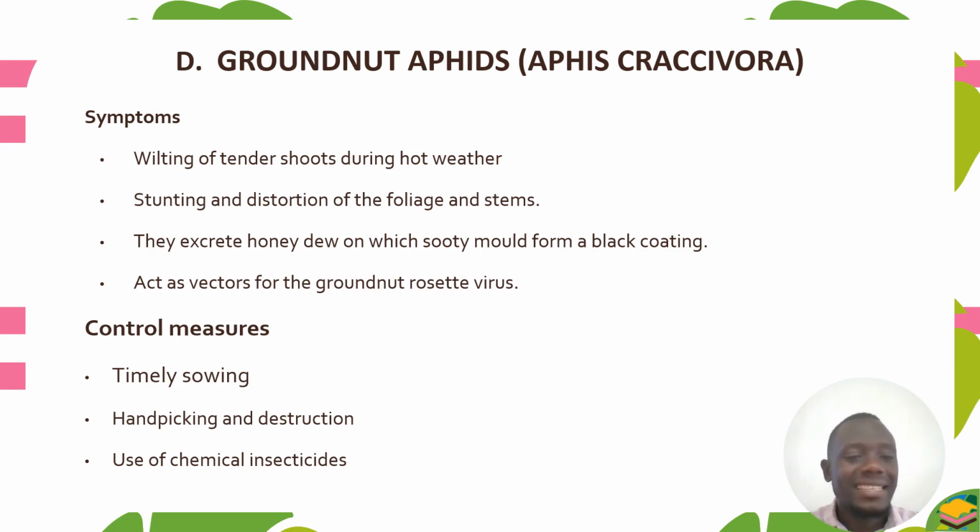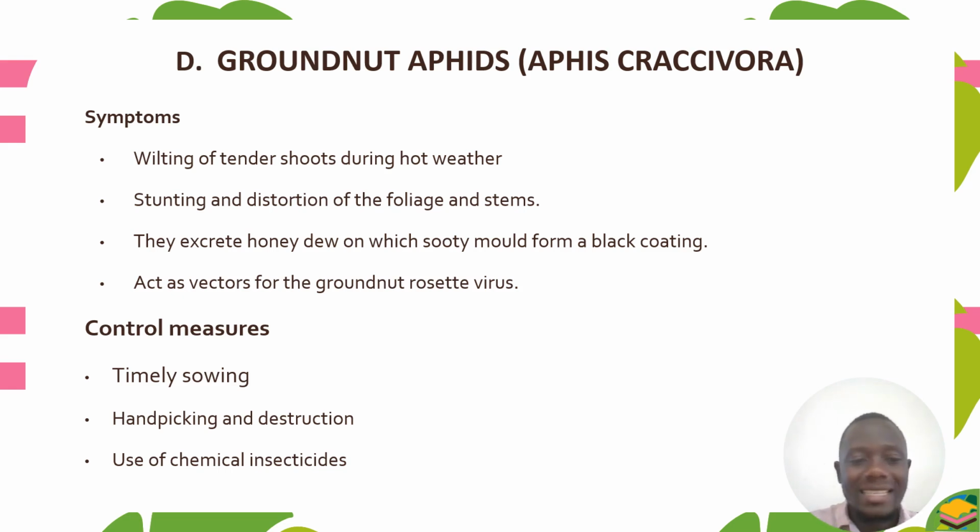Then they excrete honeydew on which soot mold forms. They form a black coating. So there's honeydew, and on that honeydew, soot mold forms a black coating. Then they act as vectors for groundnut rosette virus. There's this disease, groundnut rosette virus. These groundnut aphids act as vectors, or they transmit the rosette virus disease. Then let's look at the control measures. How can we control groundnut aphids?